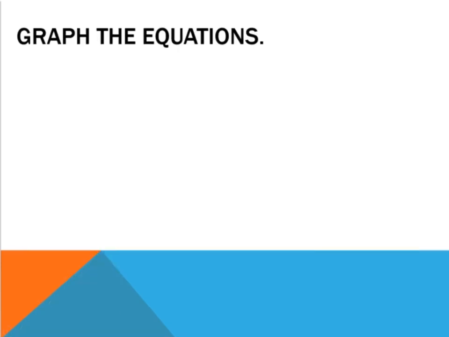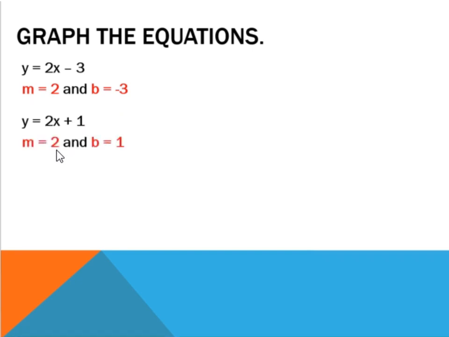Ngayon na nailipat na natin sa slope-intercept form ang equation 1 at equation 2, ay maaari na tayong mag-graph. Ang equation 1 natin ay y is equal to 2x minus 3. So, ibig sabihin from this equation, ang slope natin ay 2 at ang y-intercept natin ay -3. Sa equation 2 naman, y is equal to 2x plus 1. Ang ating slope ay 2 at ang y-intercept natin ay 1.